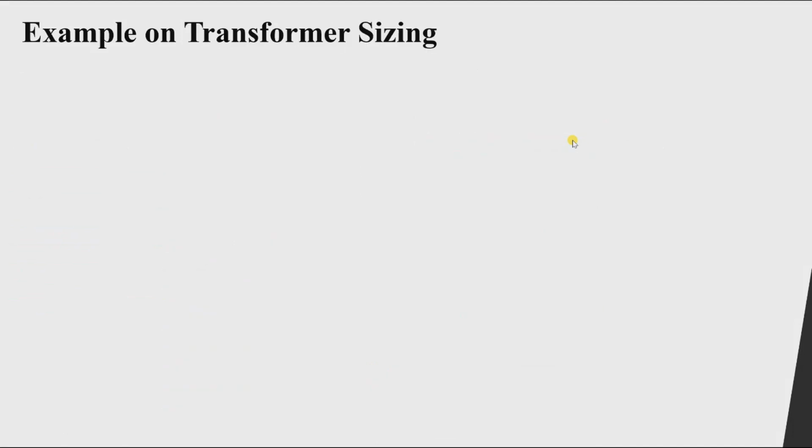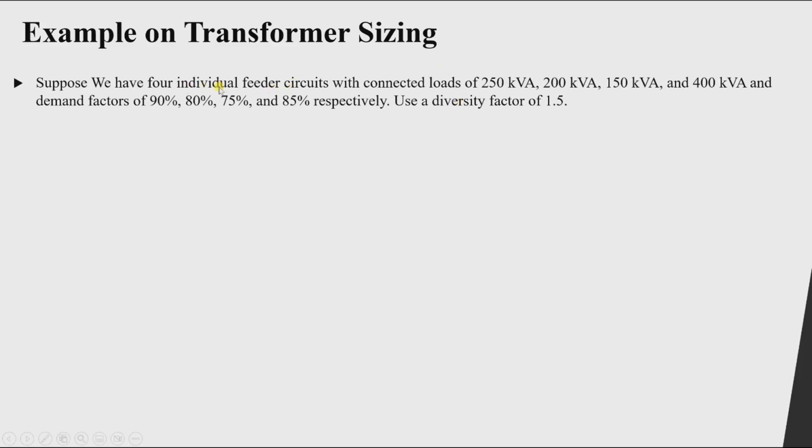Great. Now, before we end, we have another one. Let's say, how can we use this in transformer sizing of our building? Now, let's say we have 4 individual feeders with connected loads of 250, 200, 150, and 400. And each of these feeders has a demand factor of 90, 80, 75, and so on. Use a diversity factor of 1.5 to size the transformer.